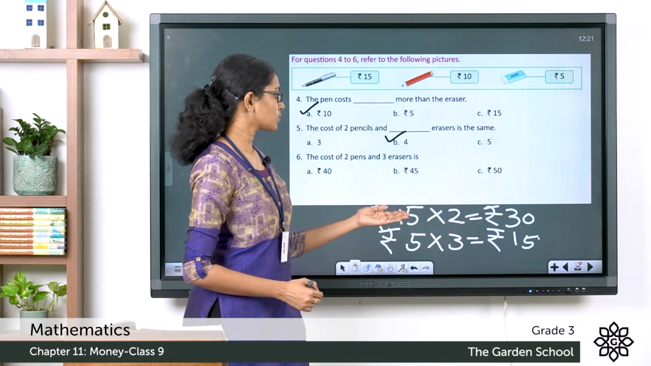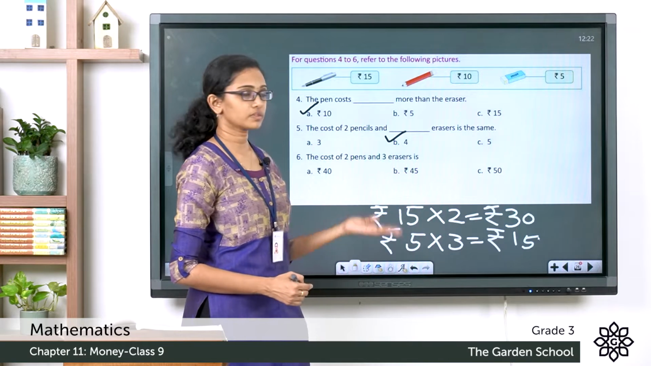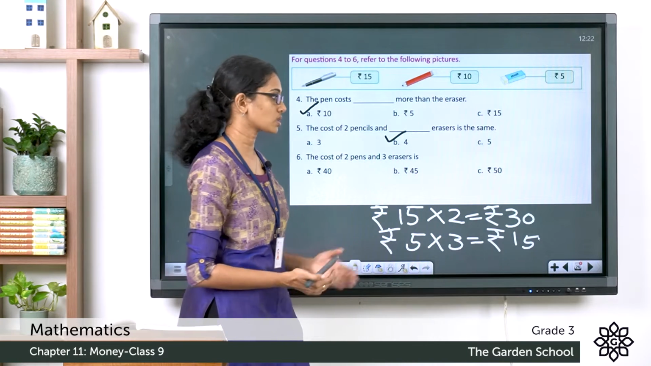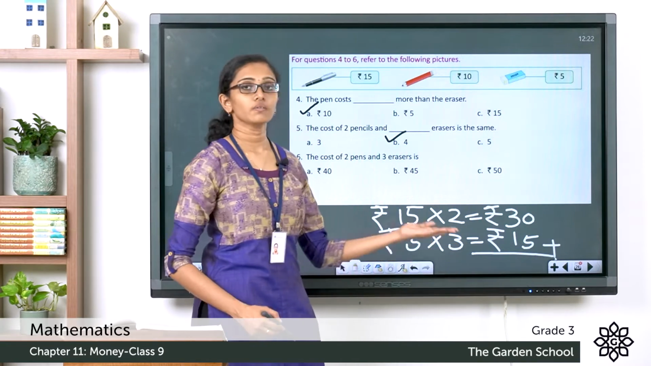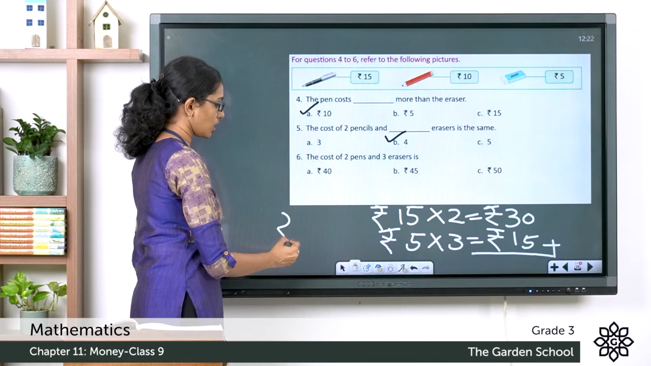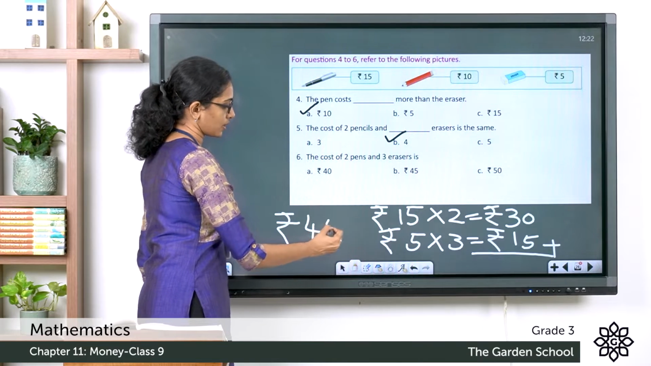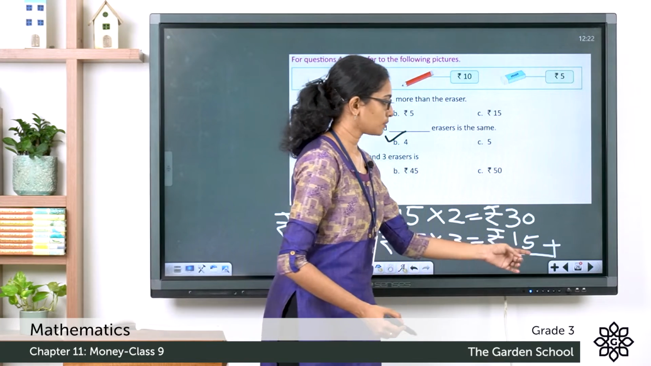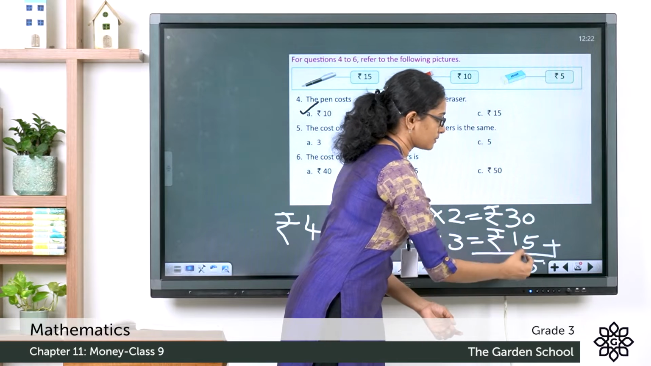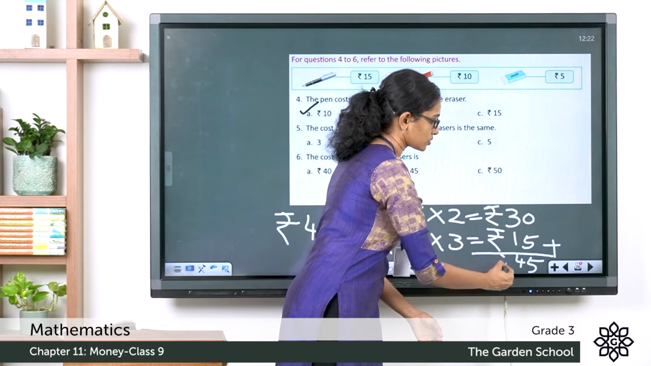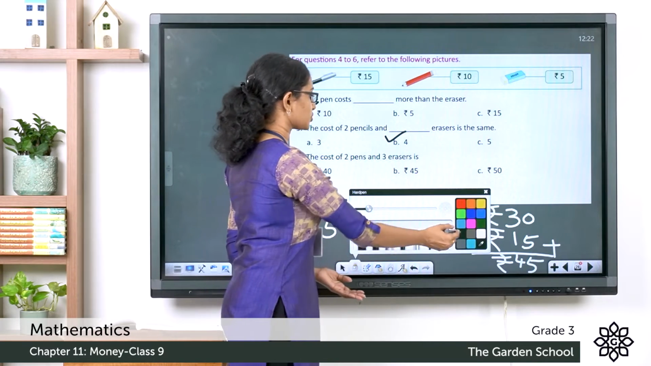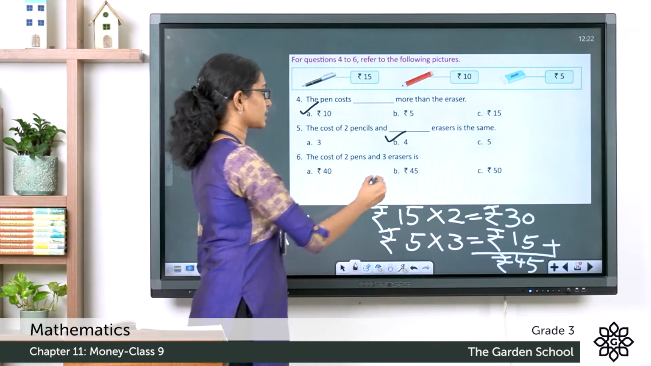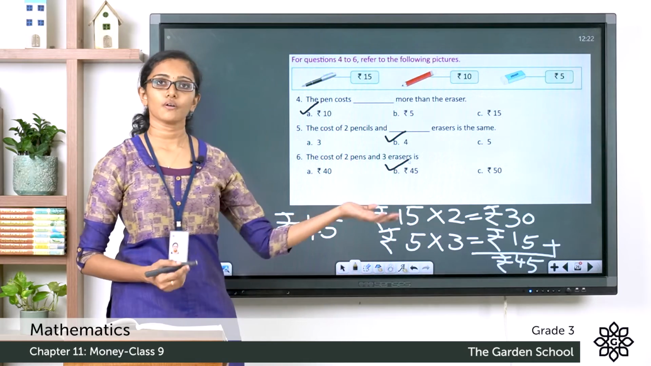Just add up the cost of 2 pens and the cost of 3 erasers and you'll get the total cost. So that is equal to rupees 30 plus rupees 15 which is equal to a total of rupees 45. See, 0 plus 5 is equal to 5 and 3 plus 1 is equal to 4. So that is a total of 45 rupees. So which is the correct choice here? The correct choice here is the choice B, rupees 45.